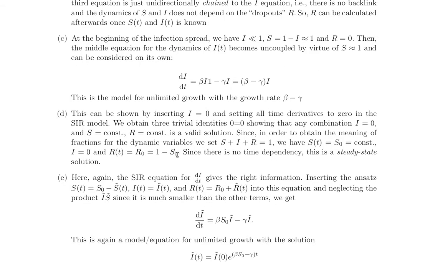So just let's insert I into the SIR equation and set all the time derivatives to 0 because we want a steady state solution, and then if we insert this we obtain 3 trivial identities. So that shows that any combination with I equals 0 is a solution. And in order to obtain the meaning of a fraction, we set the sum equal to 1. So that means we have S from t equals S0 is constant, I equals 0, and R from t is R0, which is 1 minus S0, is constant. So this is a steady state solution.